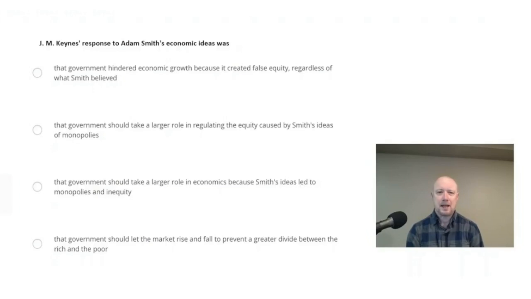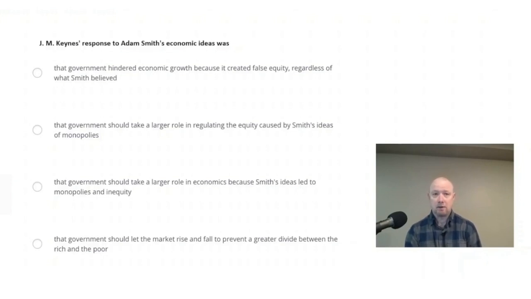J.M. Keynes' response to Adam Smith's economic ideas was: the government hindered economic growth because it created false equity, regardless of what Smith believed. The government should take a larger role in regulating the equity caused by Smith's ideas of monopolies. The government should take a larger role in economics because Smith's ideas led to monopolies and inequity. The government should let the market rise and fall to prevent a greater divide between the rich and the poor.